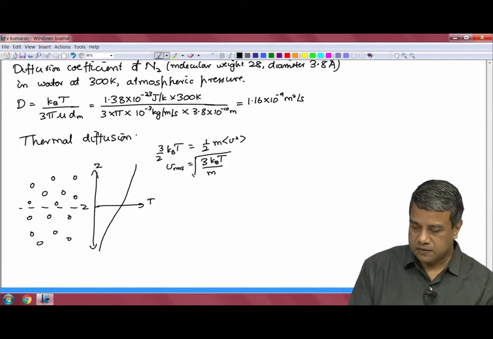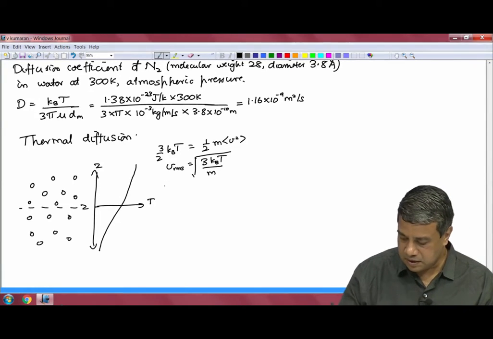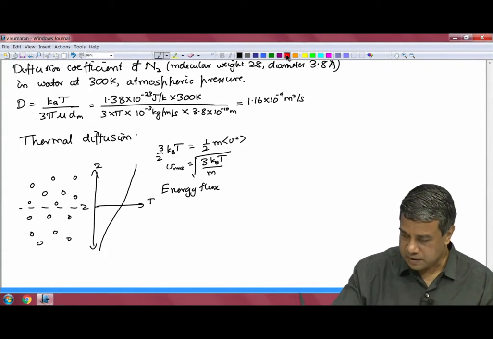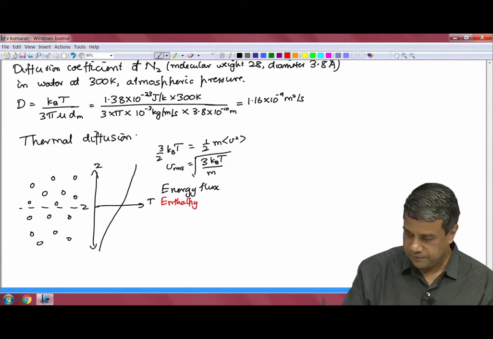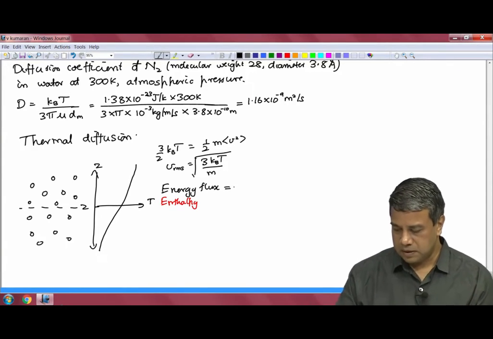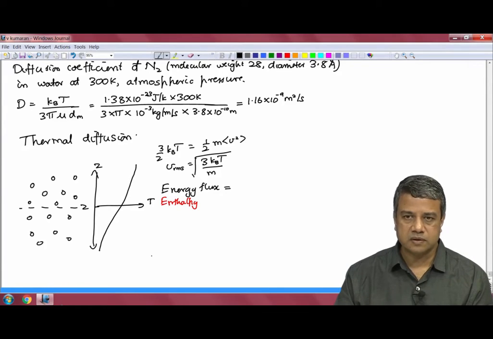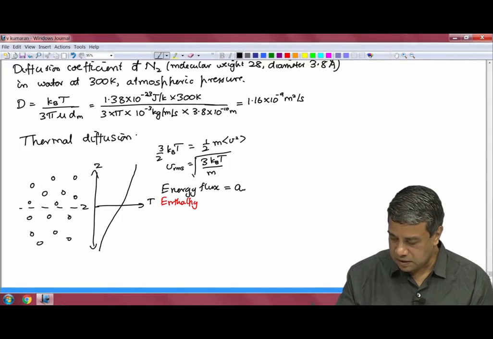So, therefore, the energy flux across the surface, to be more precise the enthalpy flux, is going to be proportional to the velocity perpendicular to the surface. As I said, the average velocity of molecules perpendicular to the surface will scale as some coefficient times Vrms.